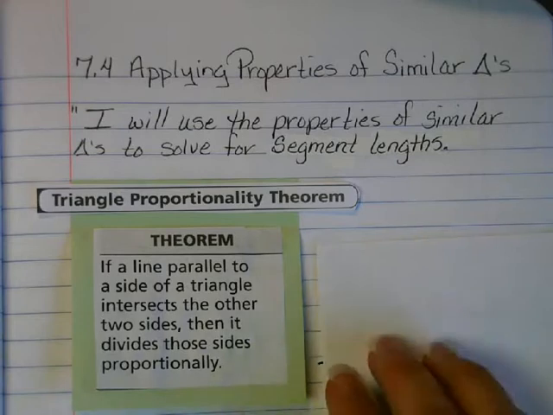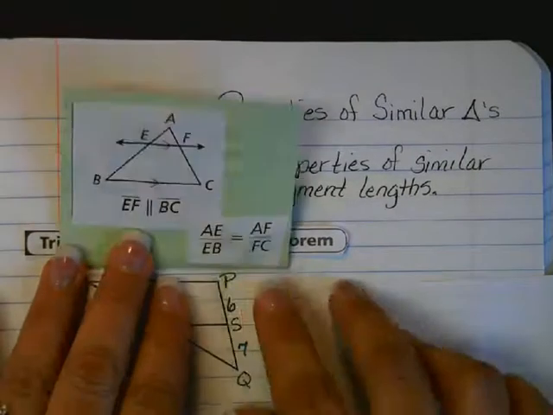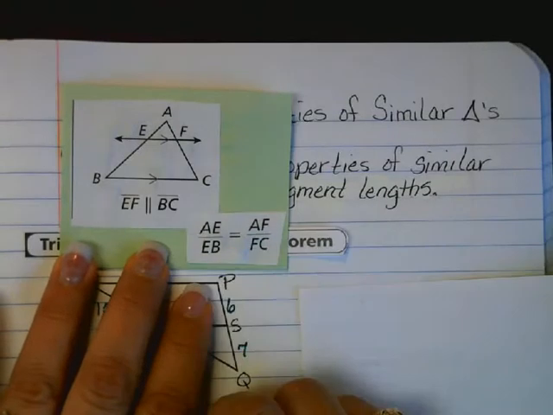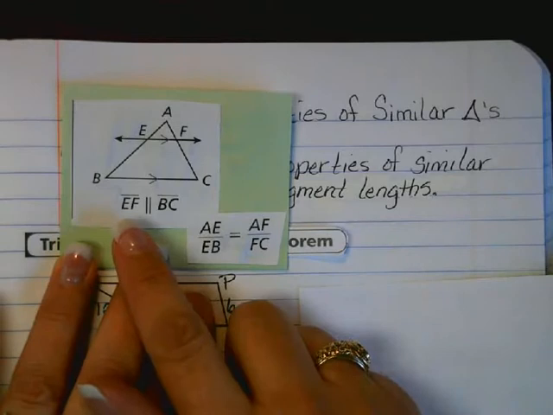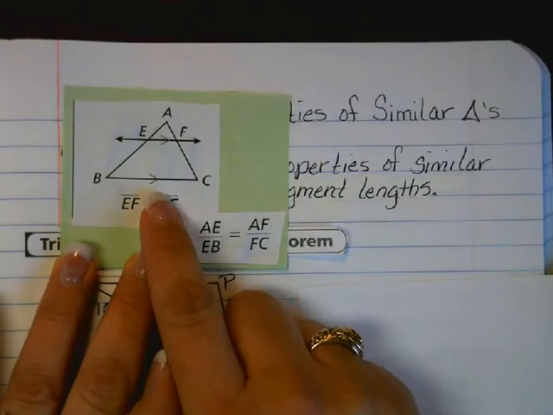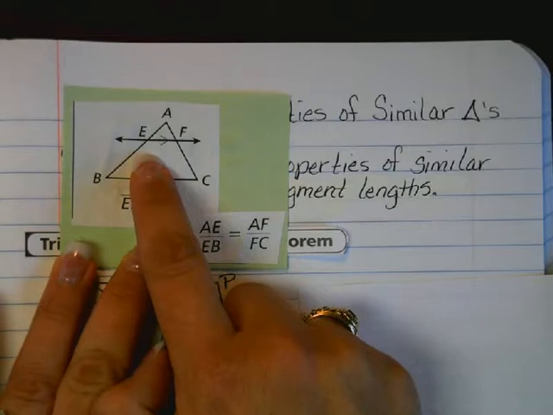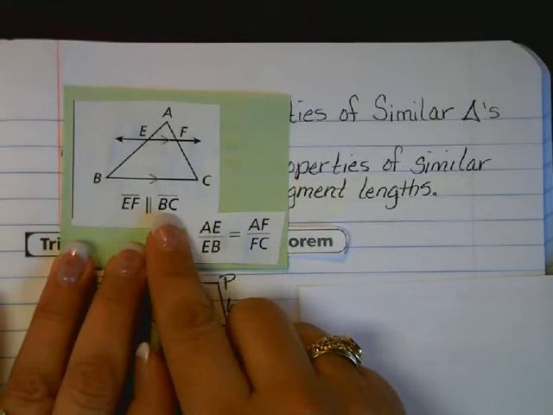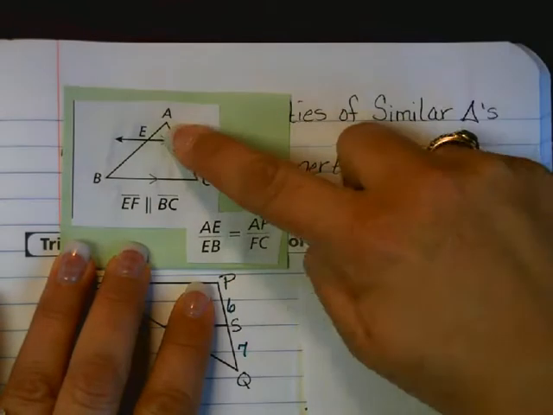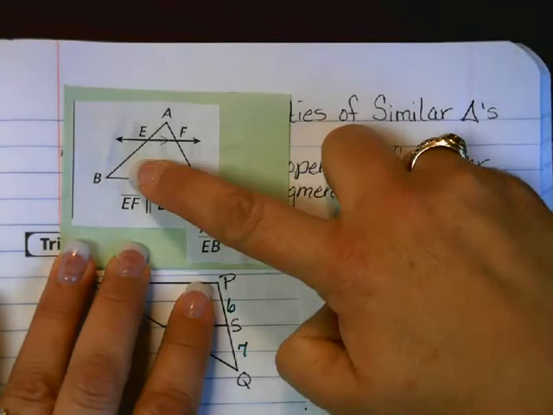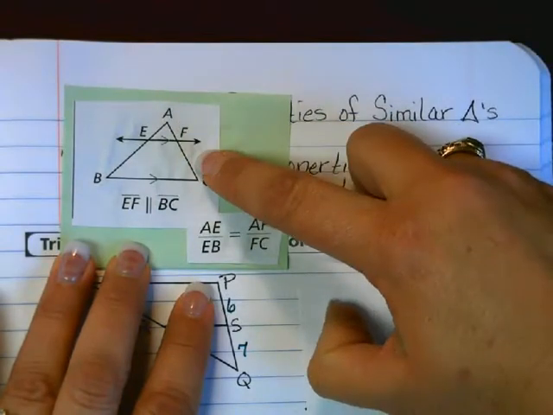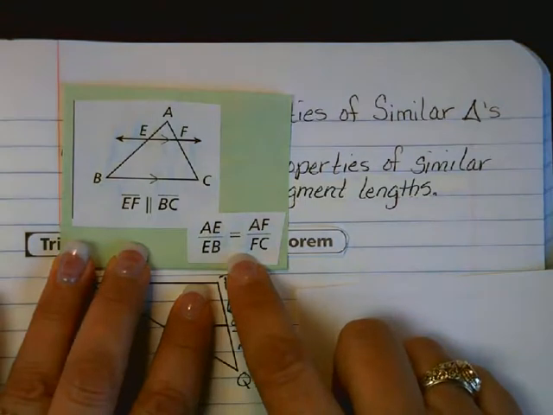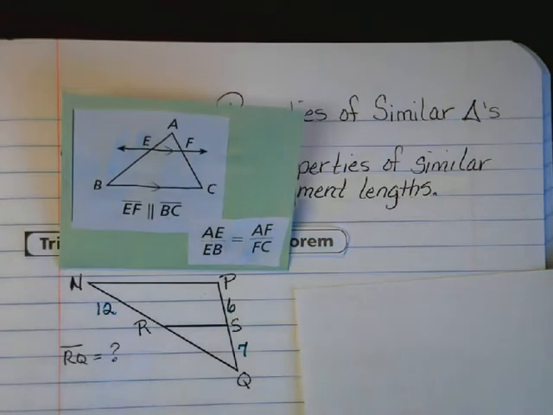Let's see what this actually means and apply it. Underneath, here is a description of what we're talking about. If a line is parallel to just one side of the triangle, then it cuts the other 2 sides proportionally. So EF is parallel to BC, therefore AE is proportional to EB, just like AF is to FC. So we write our proportion just like this with the 2 ratios. Let's try an example with these.